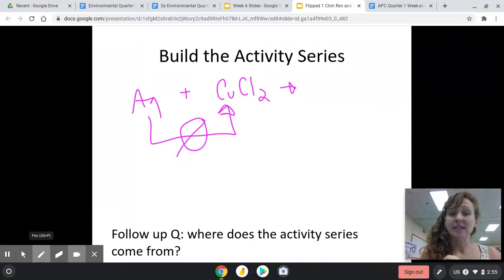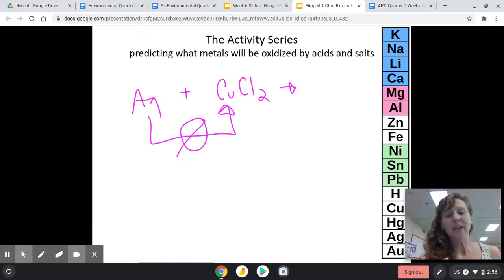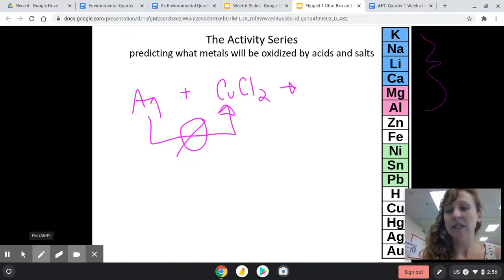So the activity series can help you figure out, will a reaction happen or not? So if we look at the activity series, things on the top, they want to be in compounds. They are more stable in compounds. Things on the bottom are very stable by themselves.